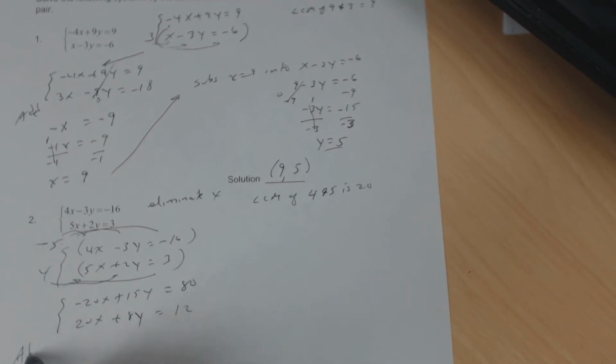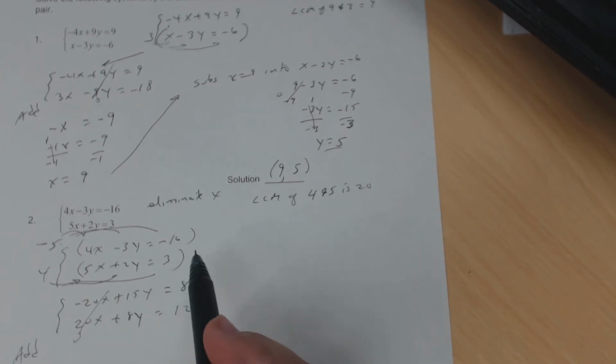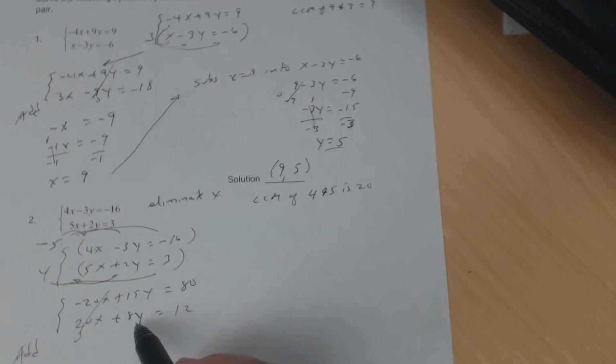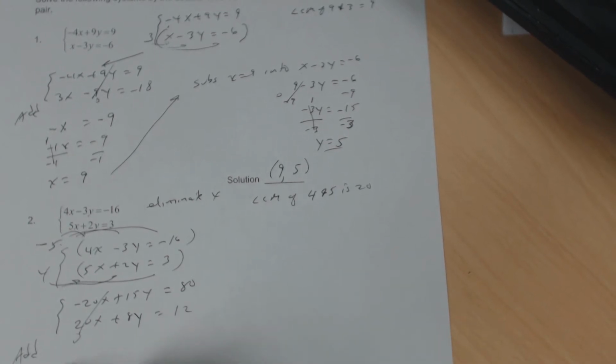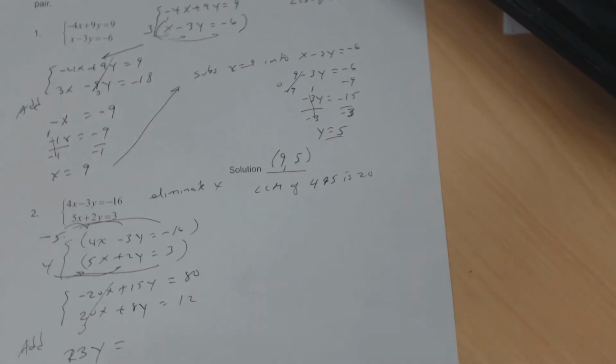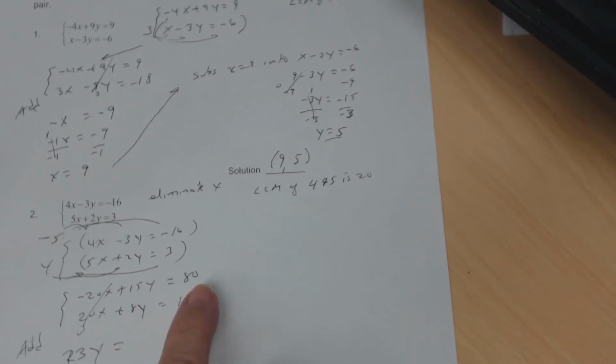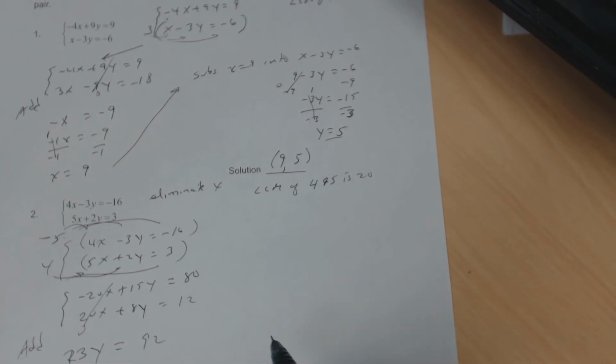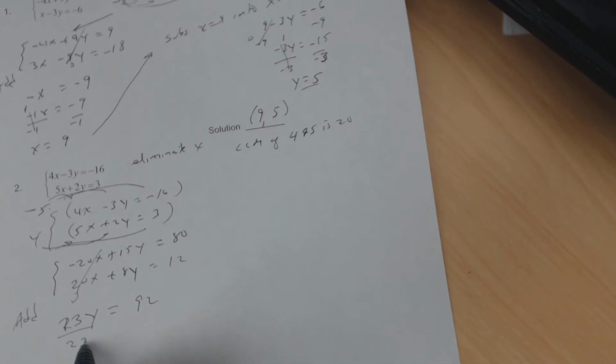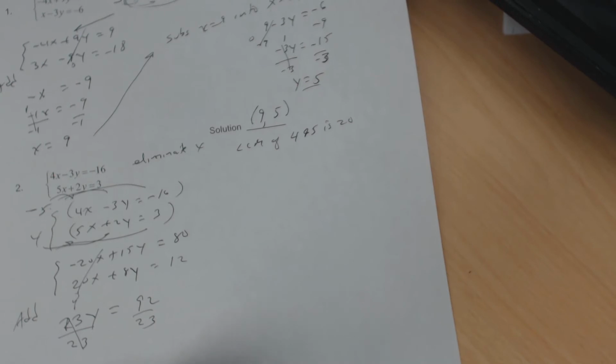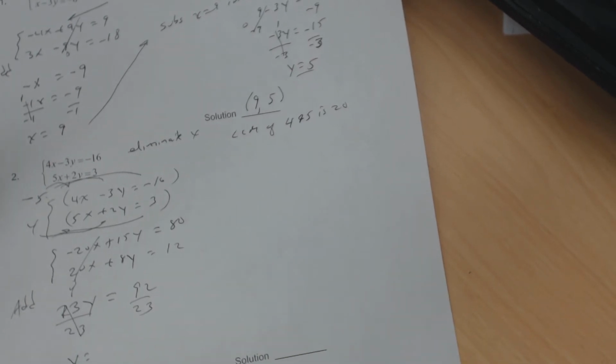Now I can add, because a negative 20x and a positive 20x is 0. So the x terms are eliminated. Now 15y and 8y gives me 23y, equal to 80 plus 12, which is 92. To get y by itself, I'm going to divide both sides by 23. 23 divided by 23 is 1, and 1 times y is y. So I get y equals 92 divided by 23, which is 4.